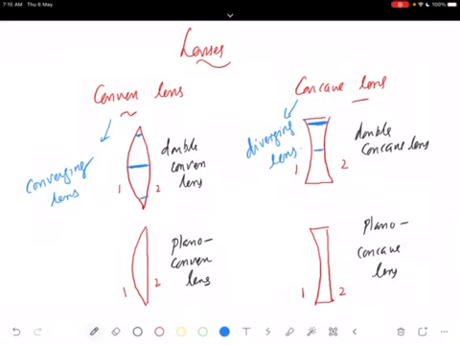So in the next diagram you will recognize that. Okay, now you will recognize what is the center of curvature, optical center, etc. So that will be the next point.